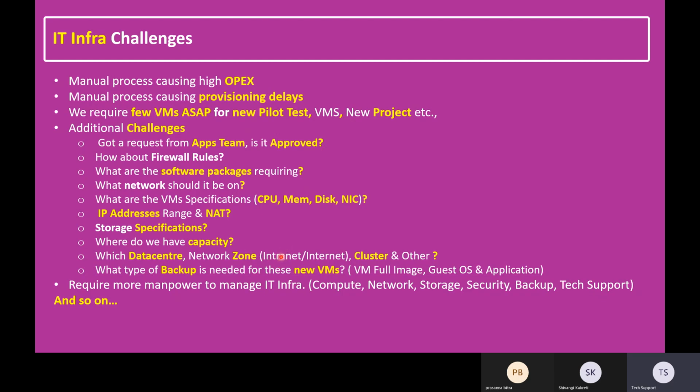The network zone can be either an intranet network or an internet network. Maybe some VMs need an intranet. Intranet means it will communicate within your organization. Internet means the VMs can communicate with external websites also. And which cluster do you want to deploy in? Let's say we also have multiple clusters like management cluster, test cluster, development cluster, production cluster. Whatever requirement your application owner has given, based on that requirement, we need to choose the respective cluster.